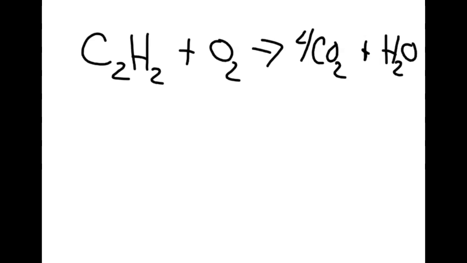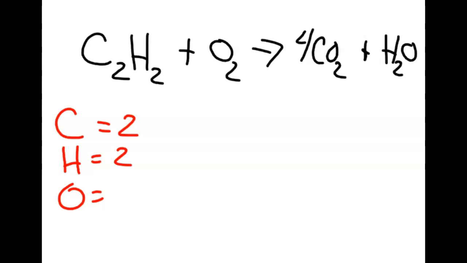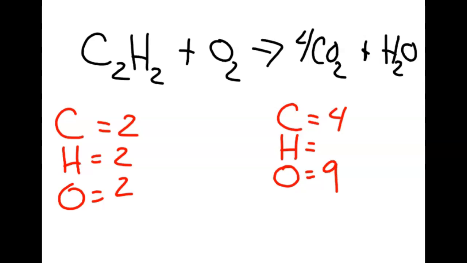Now, the first thing I need to do always is write down how many I have of each. So I have carbon, I have hydrogen, and I have oxygen. There's a subscript, so that means there's 2. There's 2 hydrogens, and there's 2 oxygens. On my other side, I have carbon, and even though they're in a different order, I'm still going to write my elements in the same order. The 4 times the C tells me there's 4 carbons. The 4 times the 2 for the oxygen tells me there's 8 oxygens, plus 1 with the water gives me a total of 9 oxygens, and then I have 2 hydrogens.